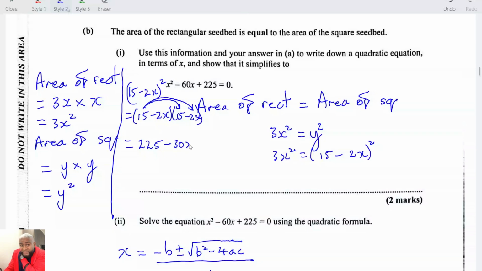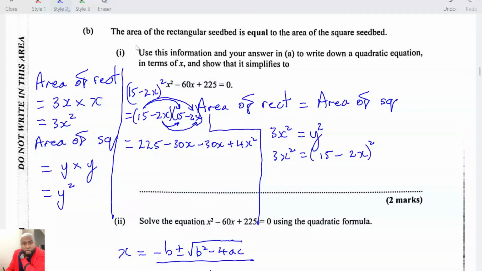Negative 30x. Then we go in here now. Negative 2 by 15 will give me negative 30x. And then negative 2 by 2x will give me a negative by negative is a positive, and then 2 by 2 is 4, x by x is x squared. Right? Let me draw a little.